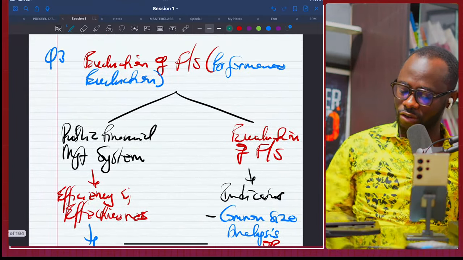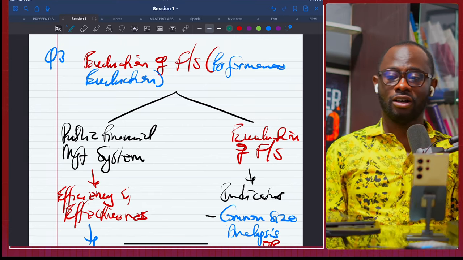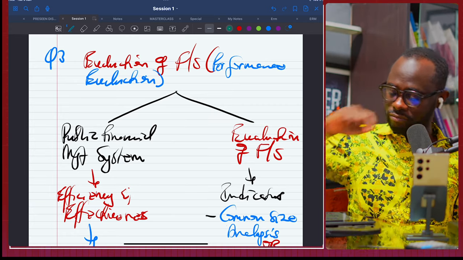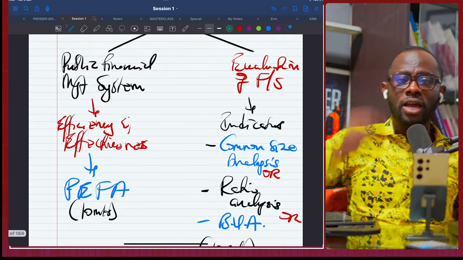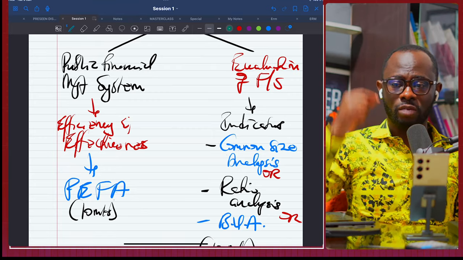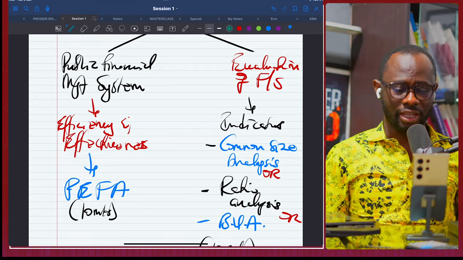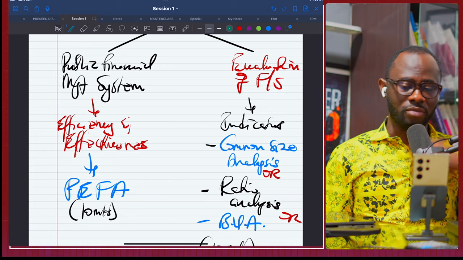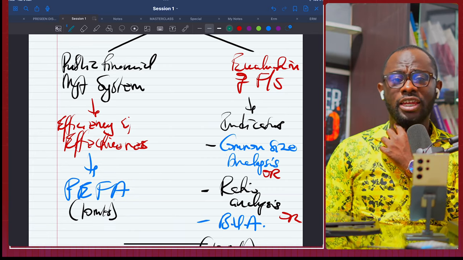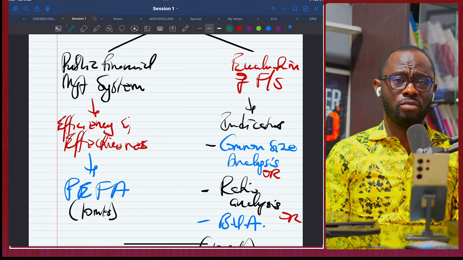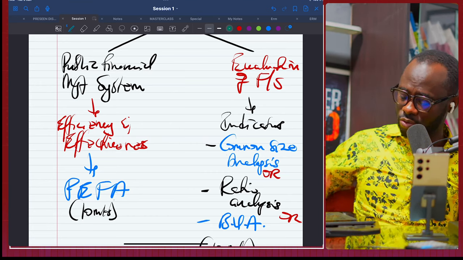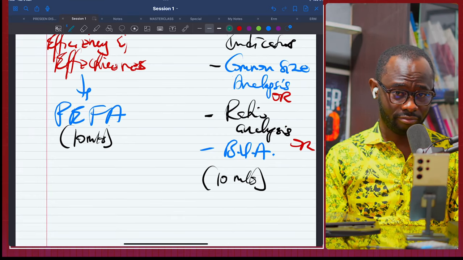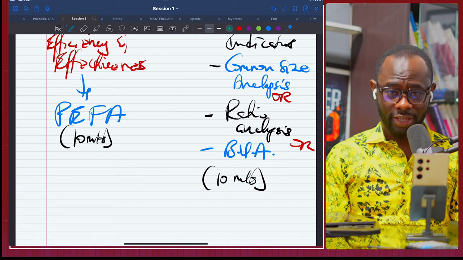it's about evaluation of financial statements, or if you want, performance measurements. And they are divided into two here. The first one is measuring the efficiency and effectiveness of the public financial management system by the government. And the way we measure the efficiency and effectiveness of the public financial management system of the government is where we use the PEFA framework. So this is where PEFA comes in.